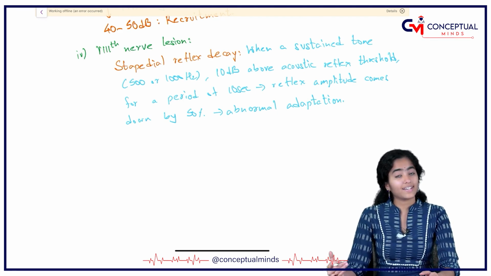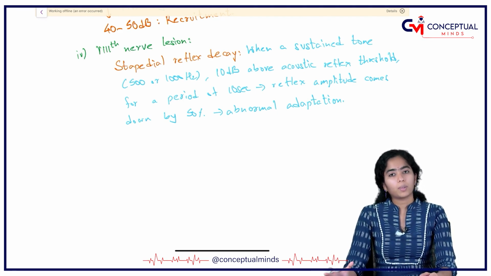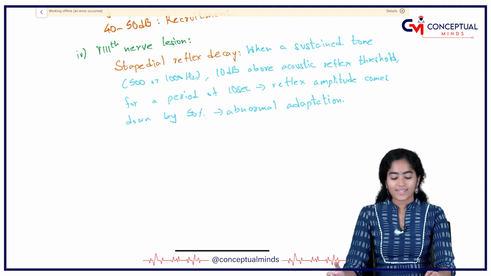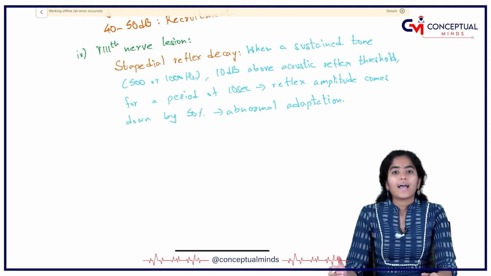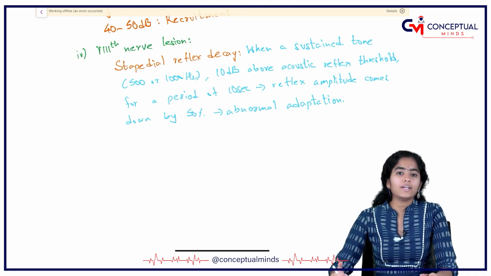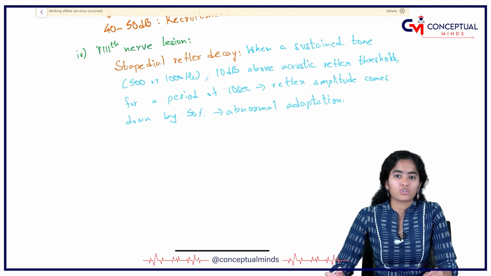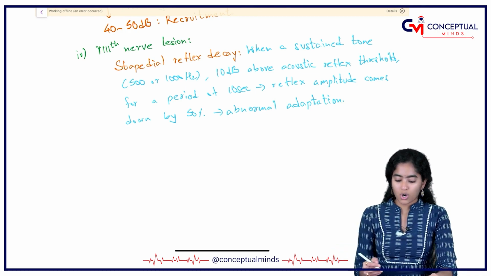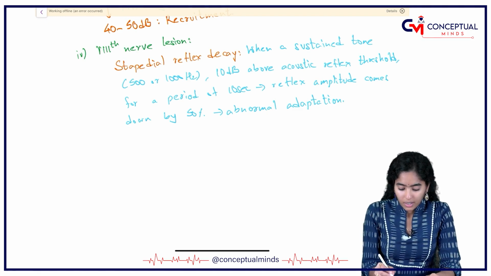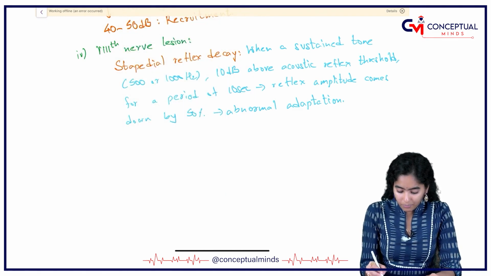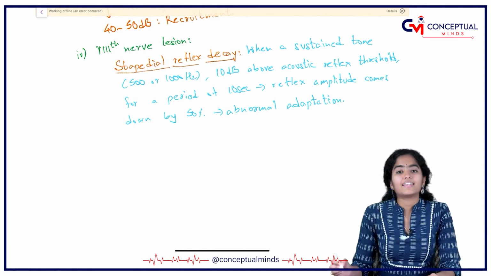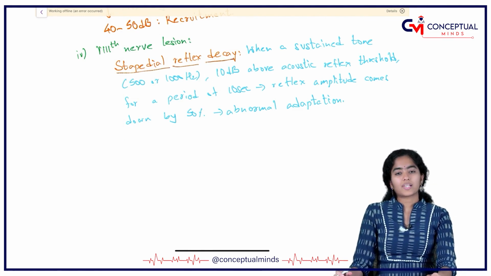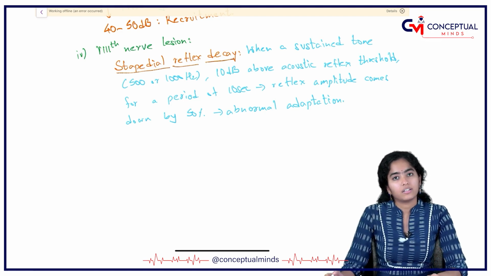sustained tone 10 decibels above the threshold for a period of 10 seconds, what is happening is the stapedius is showing some abnormal adaptation and the reflex amplitude is coming down to 50% of the original value, and this is called stapedial reflex decay. It's called stapedial reflex decay, and this is indicative of some pathology in the eighth nerve.